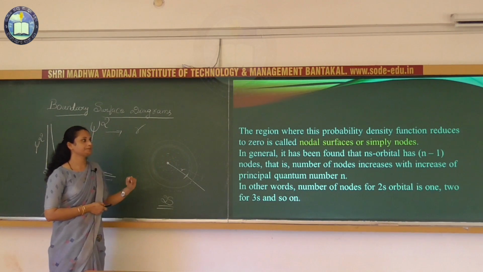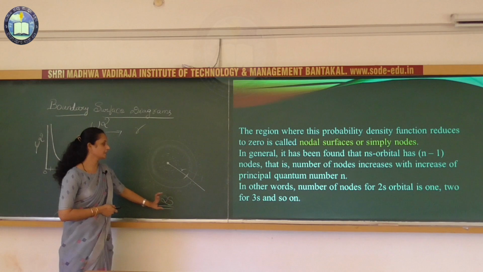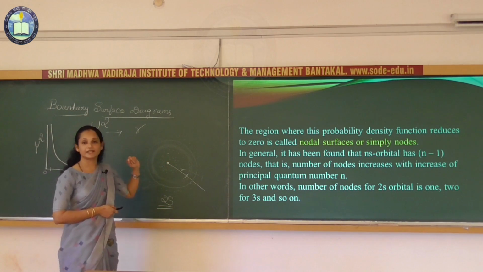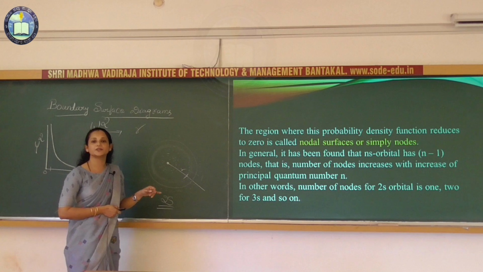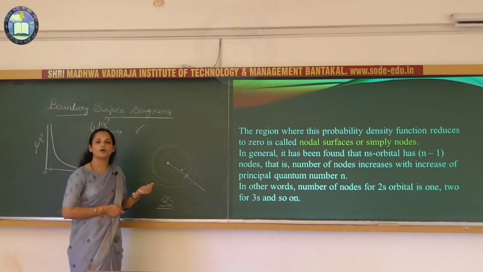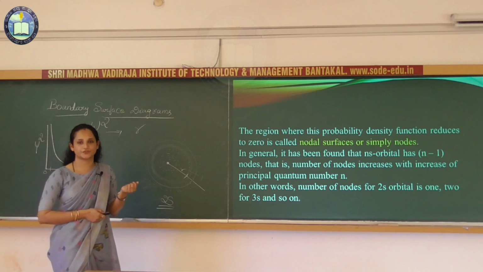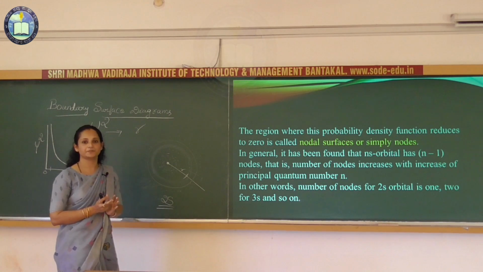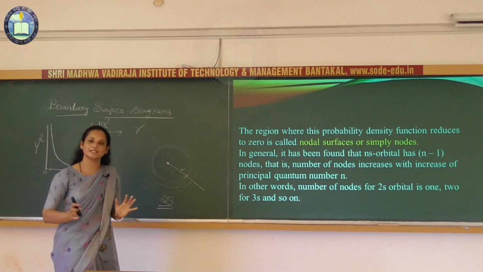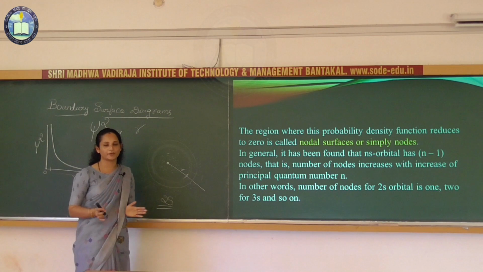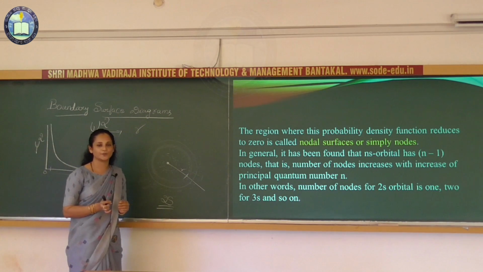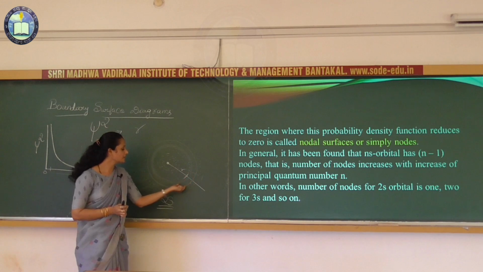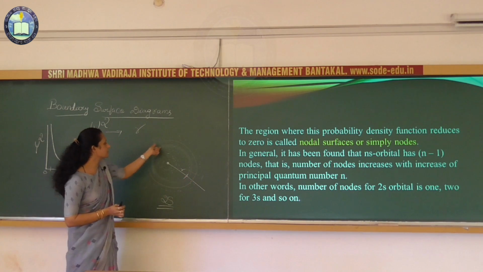That means the region, ಇಲ್ಲಿ ನೋಡಿ 2s orbital ಅಲ್ಲಿ, the region where the probability density reduces to 0 is called a nodal surface, or simply we call them nodes. Orbital ಅಲ್ಲಿ ಕೆಲವೊಂದು regions ಇದೆ, ಅಲ್ಲಿ electron density complete 0 ಆಗಿರ್ತದೆ. Probability density is 0. ಇಲ್ಲಿ ನಿಮಗೆ ಕಾಣ್ಬೋದು ಗ್ಯಾಪ್. This particular region where the probability density is 0.